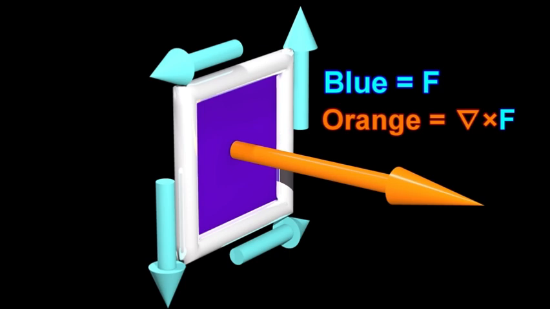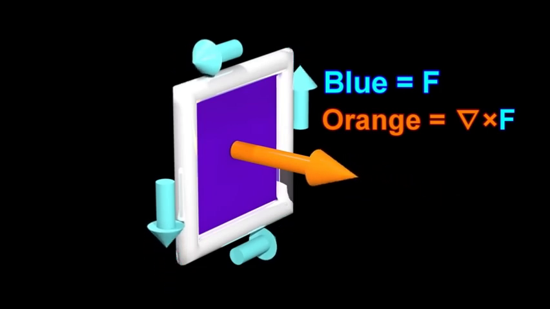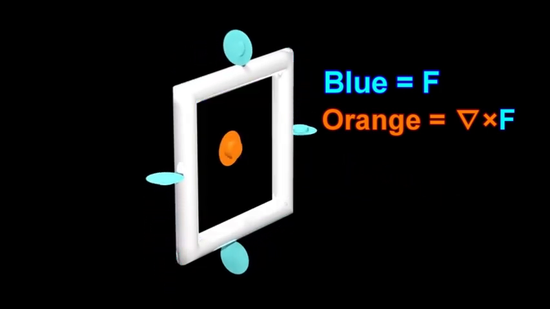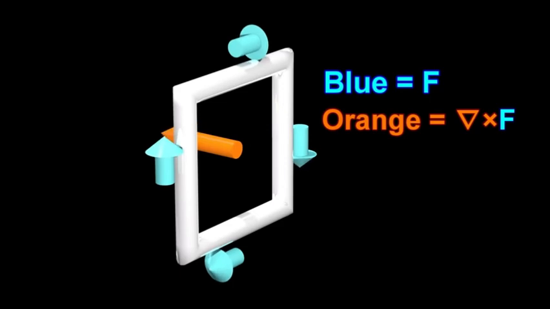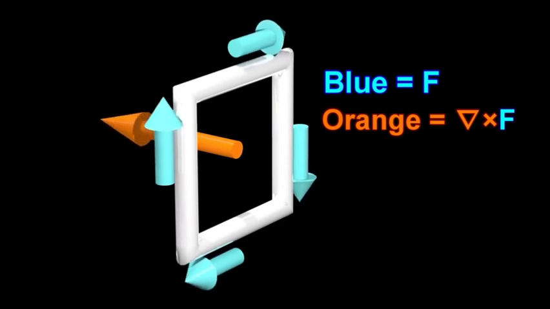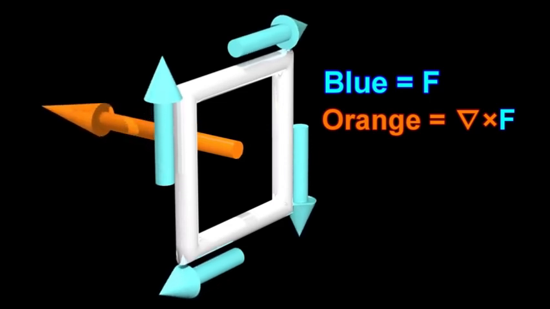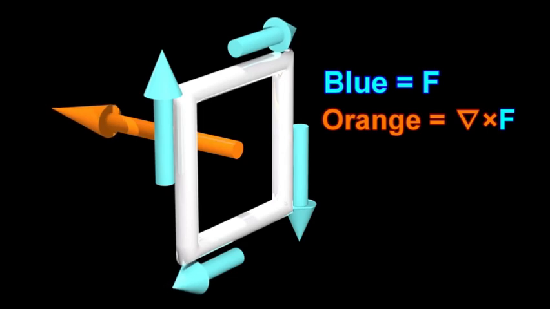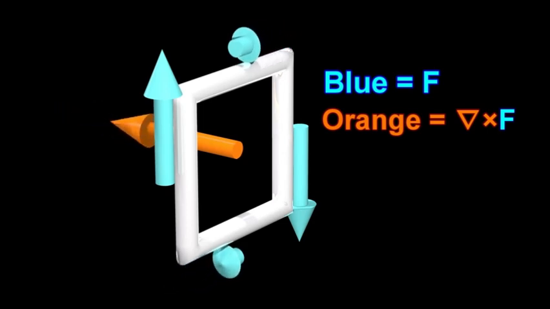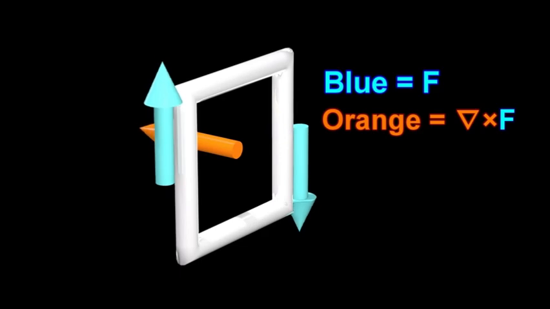As the vector field changes, the curl changes as shown. Let's set two of the four field vectors to zero. As the two remaining field vectors change, the curl changes as shown.